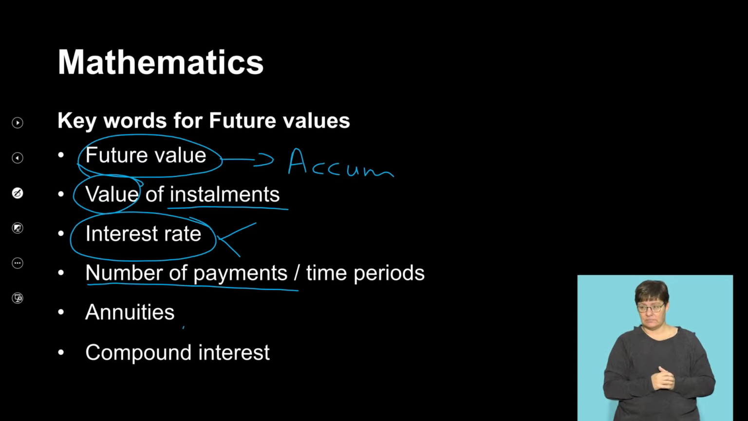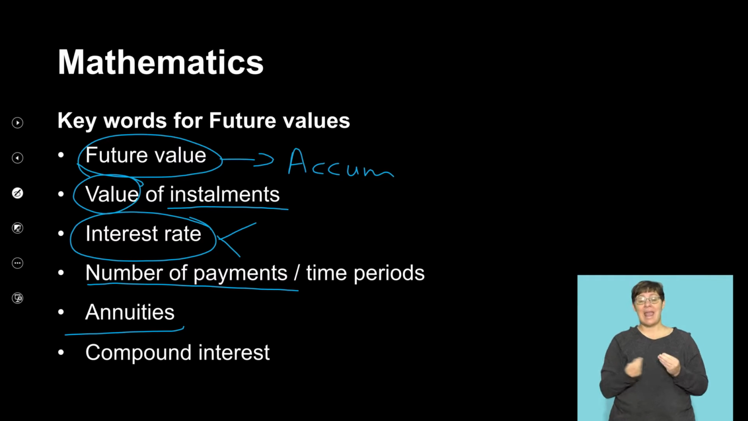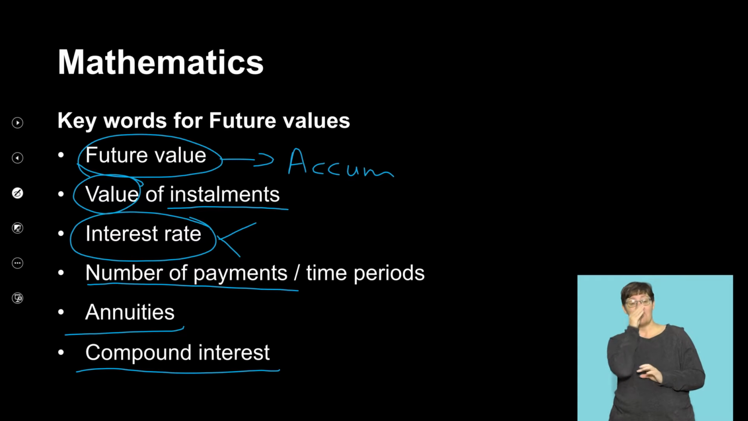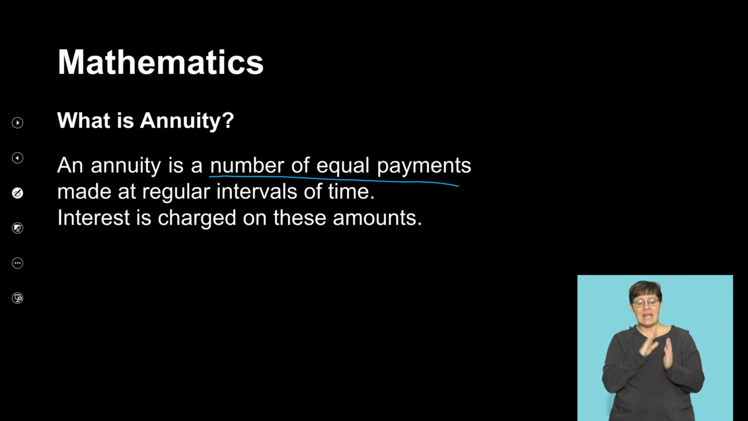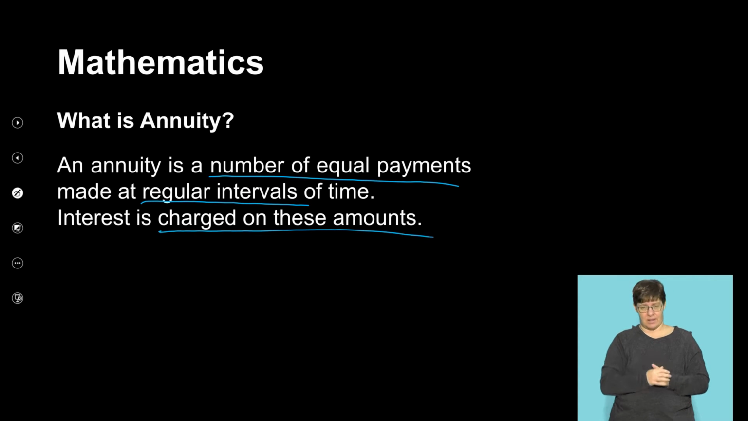Then we have annuities, which we spoke about, and then we have what we call compound interest. And this future value is normally on a compound interest basis, not simple interest. Now, an annuity is a number of equal payments made at regular intervals of time, right? And interest is charged on these amounts.